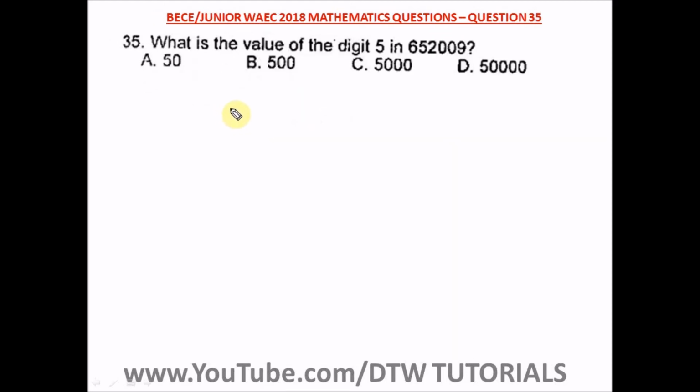Question 35 of the BECE Junior WAEC 2018 Mathematics Past Question. That's your OBJ question 35. It says, what is the value of the digit 5 in this number? What's the value of the digit 5? So what's this number? This is 652,009.